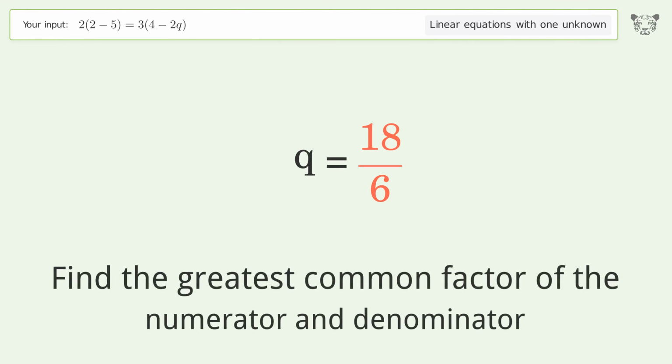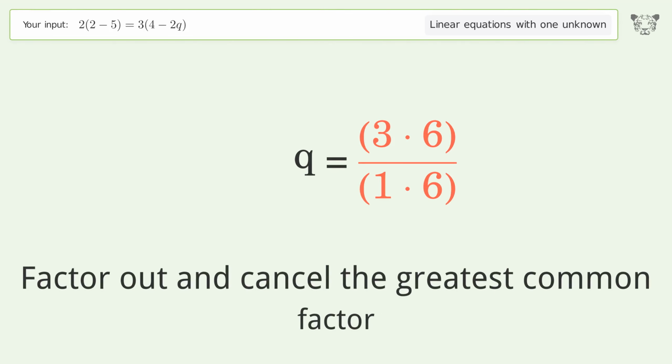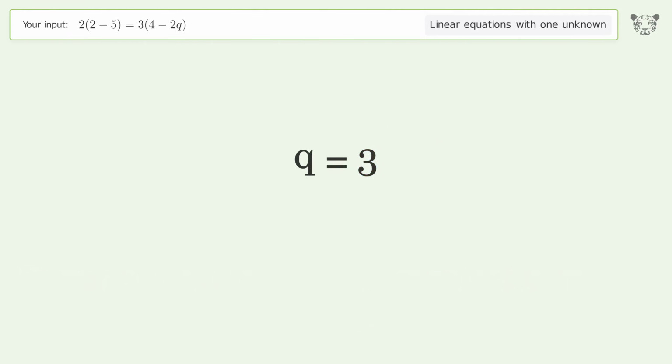Find the greatest common factor of the numerator and denominator. Factor out and cancel the greatest common factor. And so the final result is q equals 3.